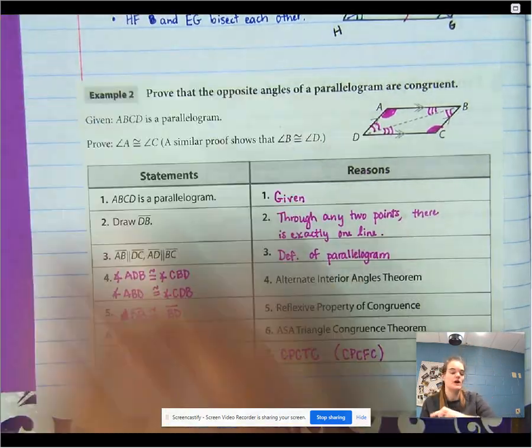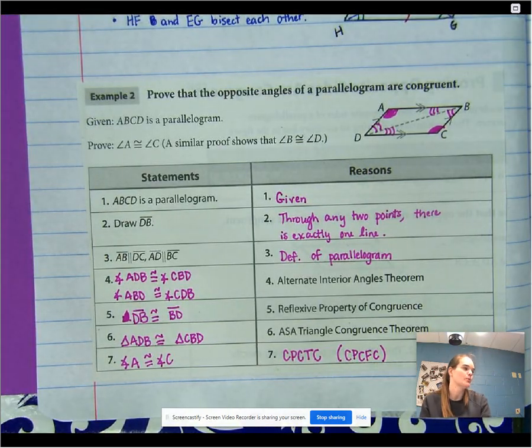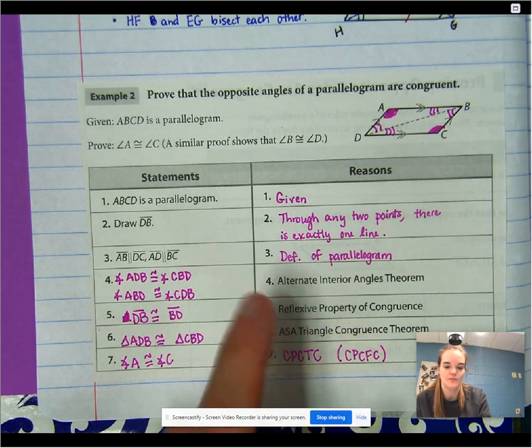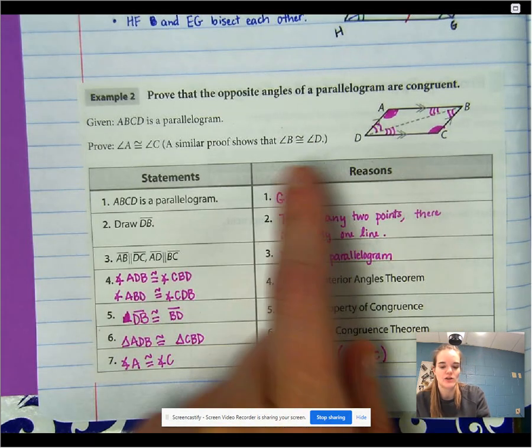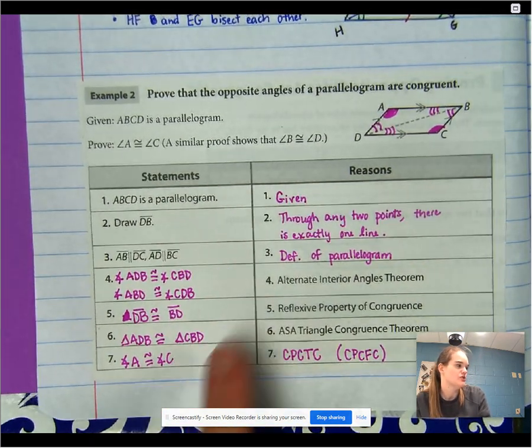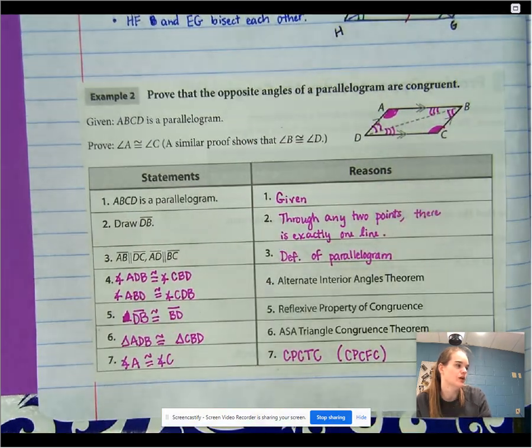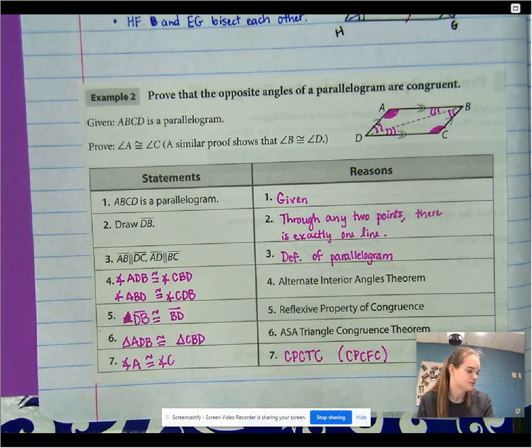So we have proved that the opposite angles are congruent. Now we've only proved one set. However, to prove B and D are congruent, you would do the exact same thing. We would just draw a different line and prove it all over again, and we're not going to do that.